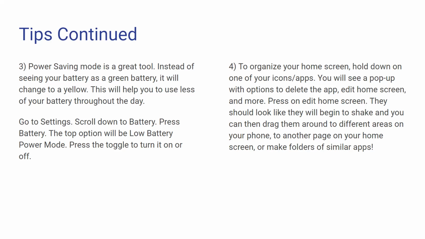Tip number 4 is to organize your home screen. So this is a little complicated, but you will get the hang of it. So first, you're going to just choose an app. So let's just say you chose Facebook. So you're going to press on the Facebook, and you're going to hold down on that app. You'll see a little pop-up with the options to delete the app, edit your home screen, and more.